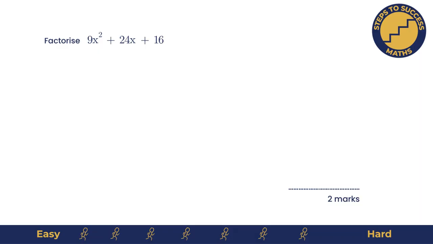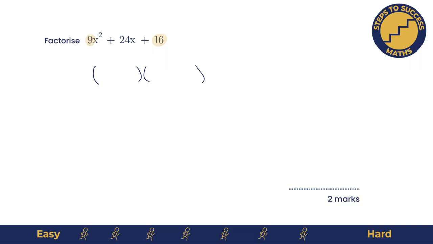Factorise 9x squared plus 24x plus 16. So we need 2 brackets. And we want to make 9. So we could use 1 and 9, or we could use 3 and 3. But this is actually a special type. And you can spot it by the fact that the 9 in front of the x squared and the 16 at the end are both square numbers.